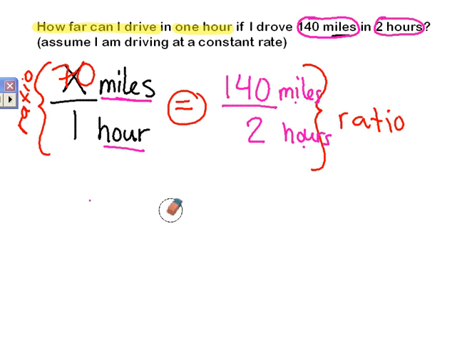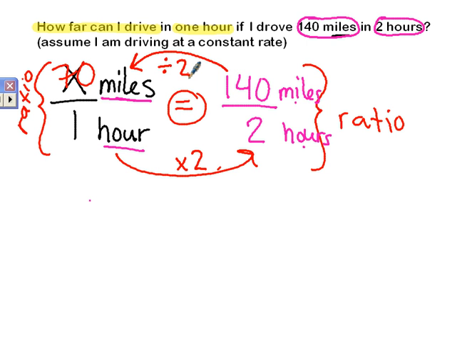If I wanted to do this without a picture, then what I could see is that the scale to get from 1 to 2 is that I was driving for twice as long. To get from 140 miles back to the number of miles we don't know, we can see that if this way is twice as long, it's half as long this way, so I can divide it by 2 to find half, or I can multiply by 1/2. And 140 divided by 2 would give me 70.